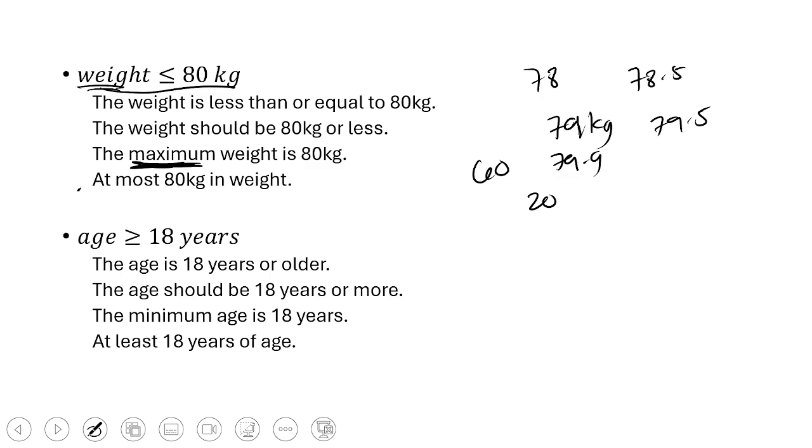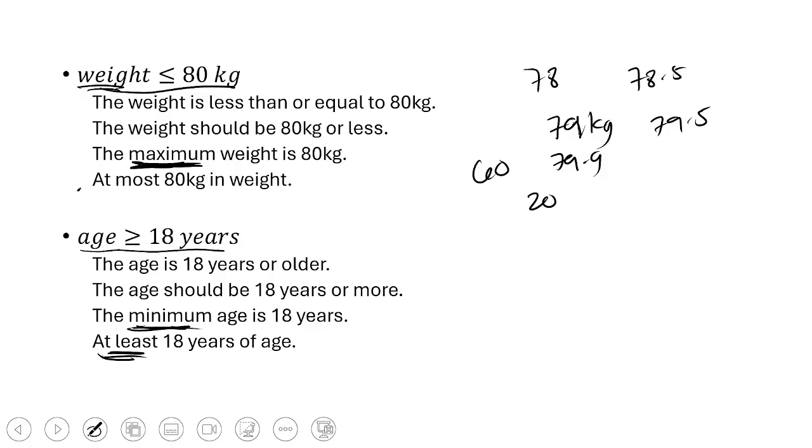Now, if we would have the reverse, we would have the greater than or equal to. The usual way that we would read this: age is greater than or equal to 18 years. In conversational English, we can say the age is 18 years or older, or we say the age should be 18 years or more, or we say the minimum age is 18 years, or we say at least 18 years of age. So this would be the inverse of the maximum and the utmost.